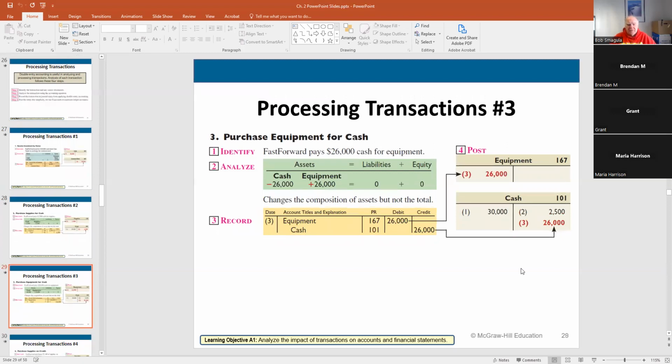Our third transaction, they bought equipment. Again, if we put it into the equation form, equipment's going up, cash is going down. We write the journal entry and post.